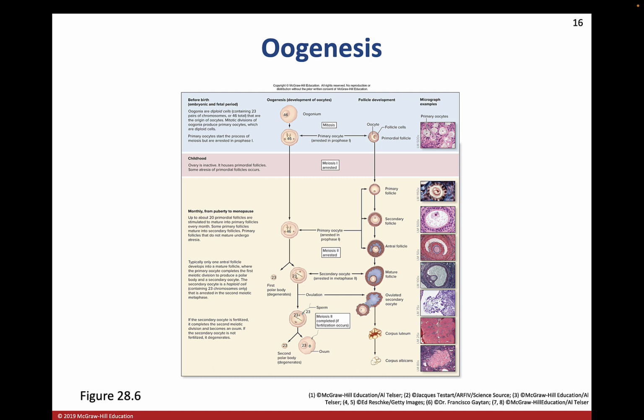The secondary oocyte is now a haploid cell, meaning that it contains 23 chromosomes only, and that is arrested in the second meiotic metaphase. Now, note that there is also a non-viable polar body, and that accounts for the other 23 chromosomes. Now, if the secondary oocyte is fertilized, it completes the second meiotic division and becomes an ovum. If the secondary oocyte is not fertilized, it degenerates.